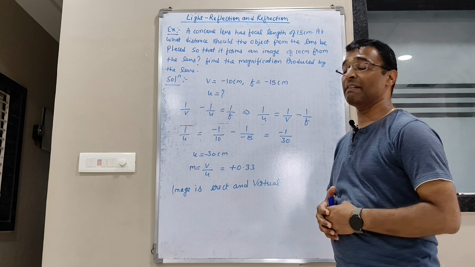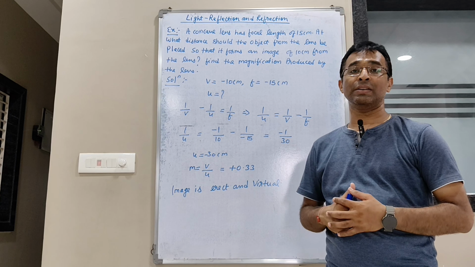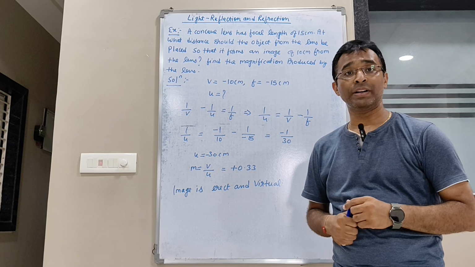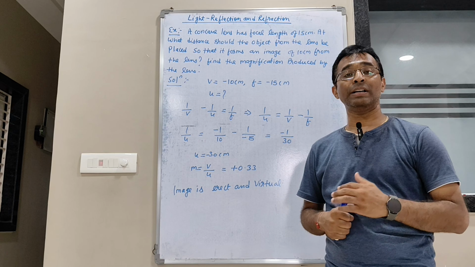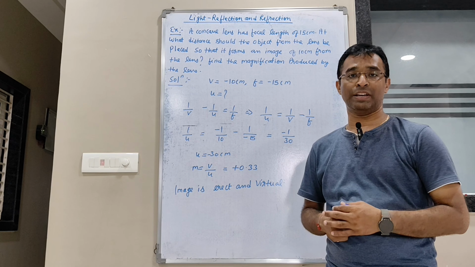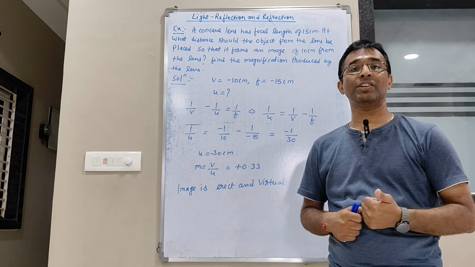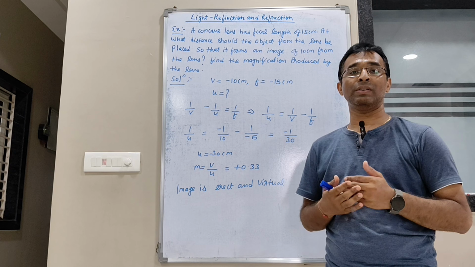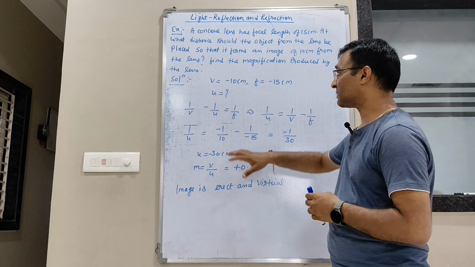So in this problem we have been given the image distance and the focal length. With that help, by applying the lens formula, we will obtain the object distance, and subsequently using the image distance and the object distance we will find the magnification. And after finding the magnification, we can comment on the nature of the image. So these are the steps by which we will solve the problem.